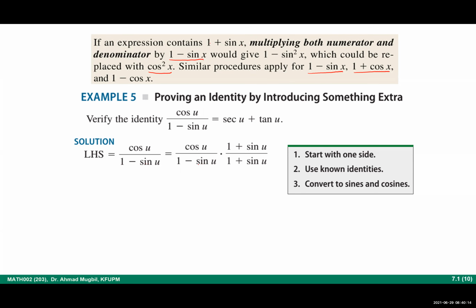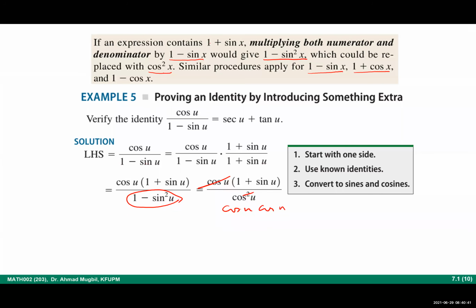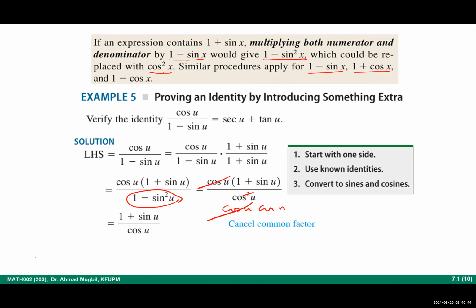Why is that? Because this times this will give you 1 minus sine squared. 1 minus sine squared, it is cosine squared. This is what is good. So now in the denominator, we have 1 minus sine times 1 plus sine, which is 1 minus sine squared, which is cosine squared. Now we can cancel this with the squared because we have 2 here. We have cosine u times cosine u. So this will be cancelled with one of them, and we are left with one only in the denominator. So we have now 1 plus sine over cosine.